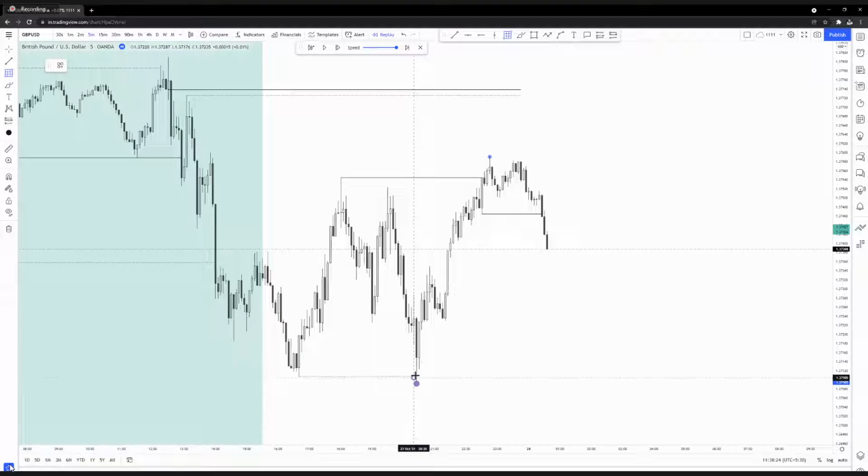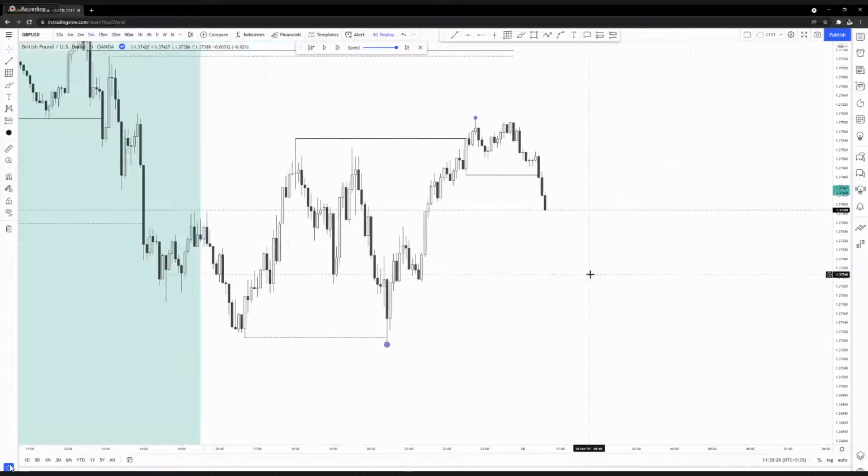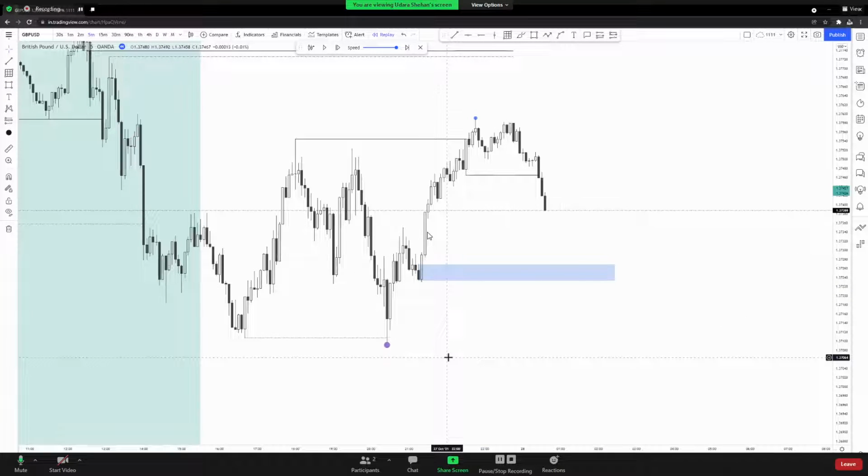So first thing, discount and premium. And then what are we going to do? Internal range liquidity. Can you expect this order block to play out? No. What is that? Internal range liquidity. We have balance above, and we have the internal liquidity just below. Yeah, exactly.